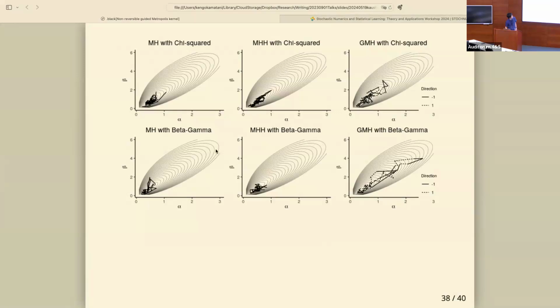It's not hard to see that these two columns are reversible methods, which do not move so often. And the final column is the non-reversible one. It behaves much better compared to the other methods, both of which are non-reversible. And these four are reversible.